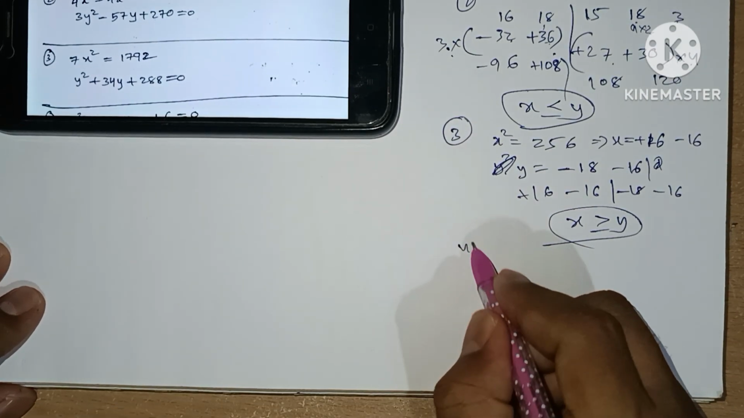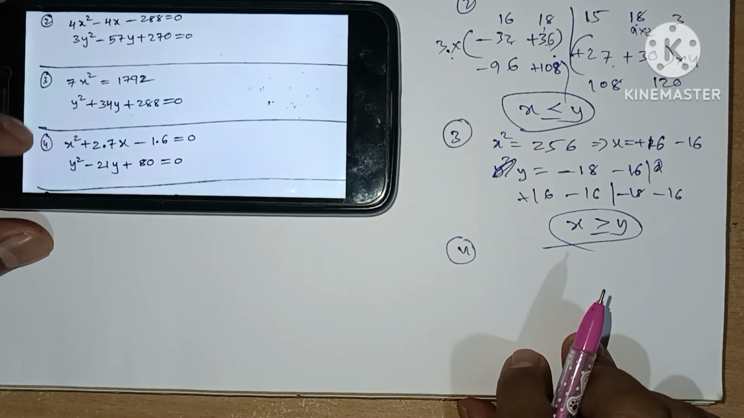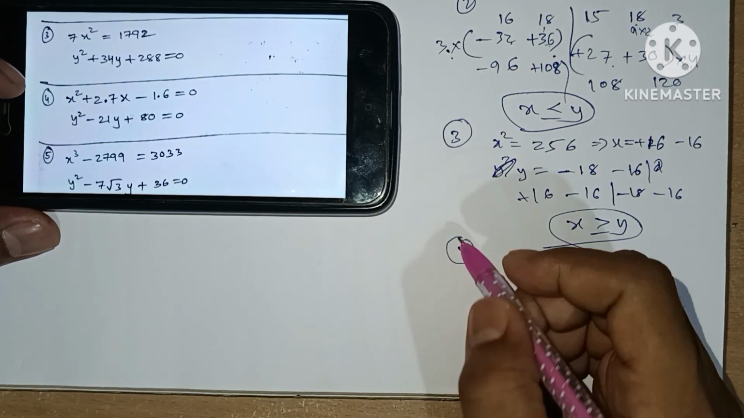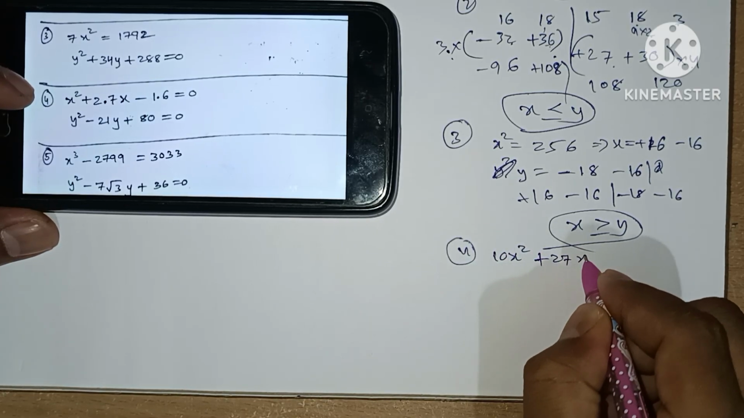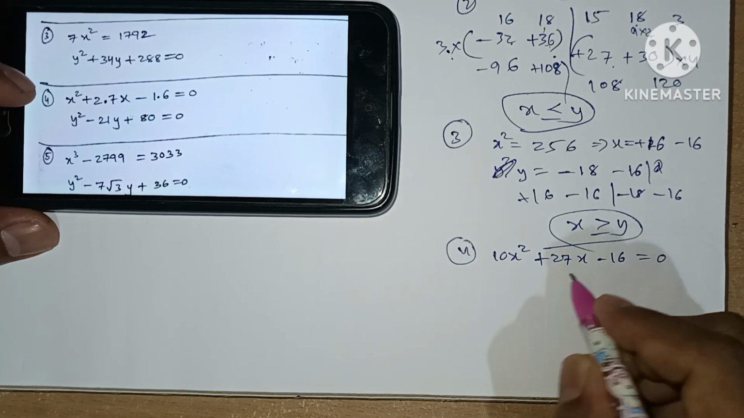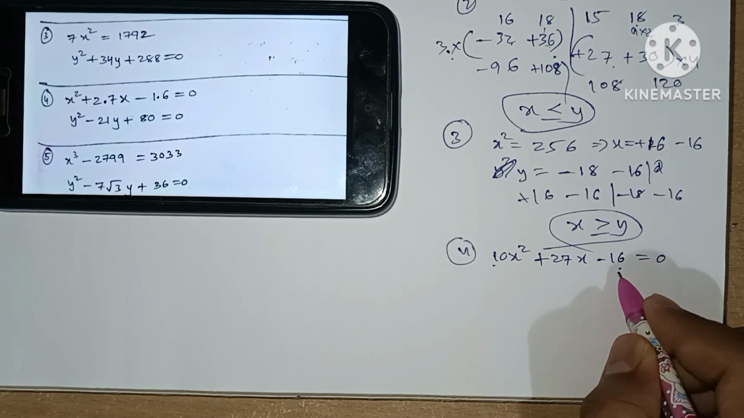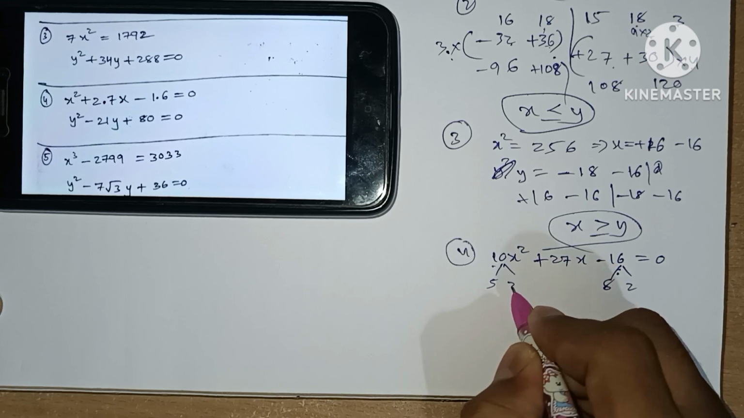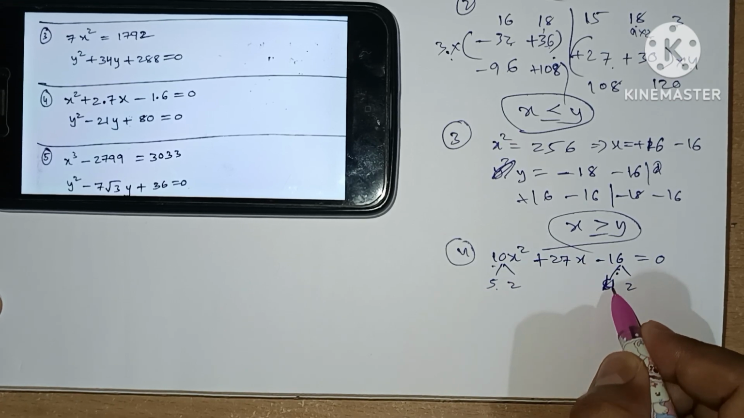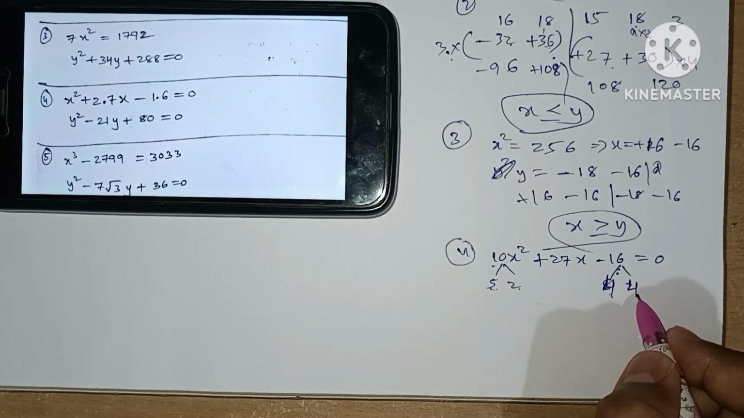Next, fourth question. Here we see 2.7. So we will multiply this equation with 10. We get 27x minus 16 equals to 0. 10 6 times, 16 times 160. 160 means, let's divide this as 8 into 2 times, this as 5 into 2 times, or else this is 4 into 4 times, by 4 times 20 and 8, 28.